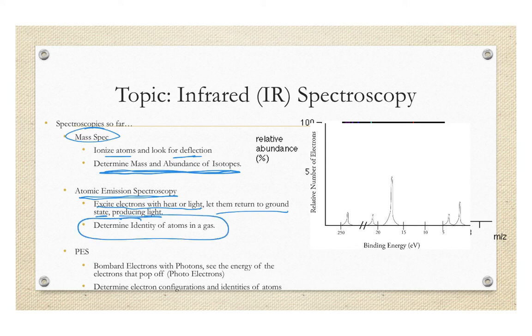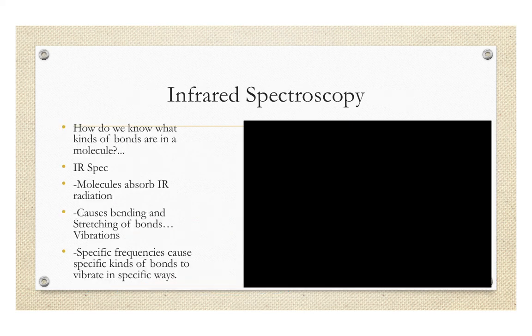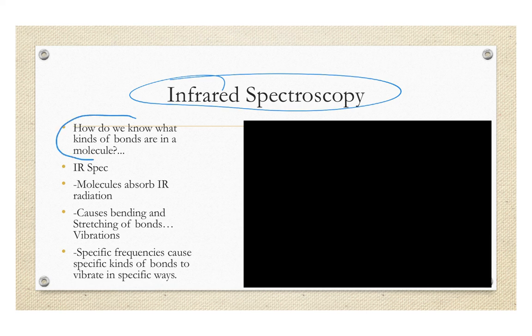Last unit, we learned about photoelectron spectroscopy. That's where we take electrons that are part of a metal and we bombard them with photons, and we see the energy of the electrons that pop off. And when we do that, that's essentially giving us ionization energies, so that helps us determine electron configurations and identities of atoms. So today, we're going to introduce a new one for you. This is infrared spectroscopy. And what infrared spectroscopy answers for us is the question of how do we know what kinds of bonds are in a molecule?